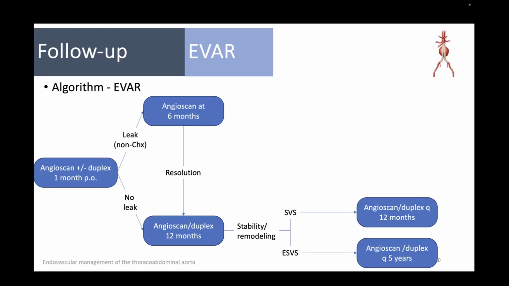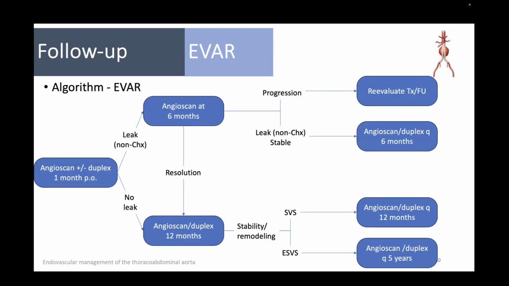The SVS and the ESVS don't agree. The SVS says you follow every year for life, and the ESVS says you can follow every 5 years, which is a bit extreme for us North Americans. So I would advise using the SVS guidelines and just follow them annually after that. If at 6 months you had the leak before and then it progresses, of course, you reevaluate treatment. And if the leak is stable, then you can do scans or duplex at 6 months and then annually for 2 years or for life after that.